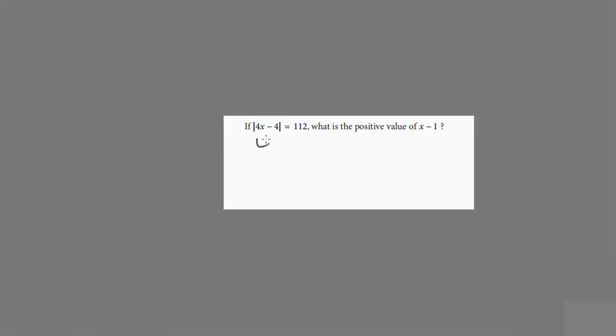Okay, so we have 4x - 4 = 112. Let's make x the subject of the formula. So this will cross over and we change the sign to positive. So we're going to have 4x = 112 + 4, which gives us what? 116. Divide both sides by 4. Okay, so our x will be what? 116 divided by 4, we're going to have 29.